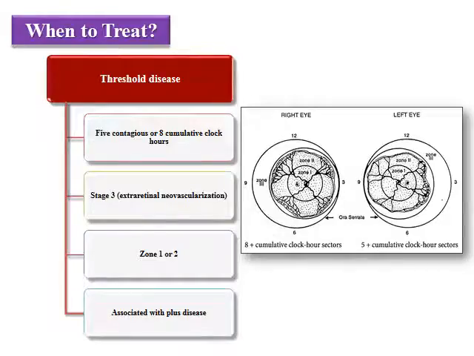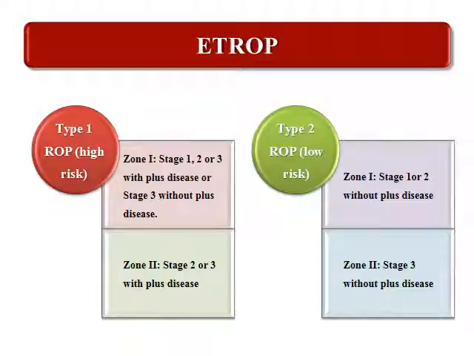When to treat? Previously we relied on the term of threshold disease, which is 5 contiguous or 8 cumulative clock hours of stage 3, which is extraretinal fibrovascular proliferation, in zone 1 or 2, and associated with plus disease. Nowadays, we rely on the Early Treatment Retinopathy of Prematurity group, which has type 1 disease and type 2 disease. Type 1 disease means a high-risk disease which needs treatment.